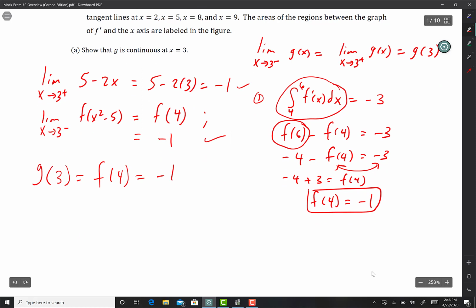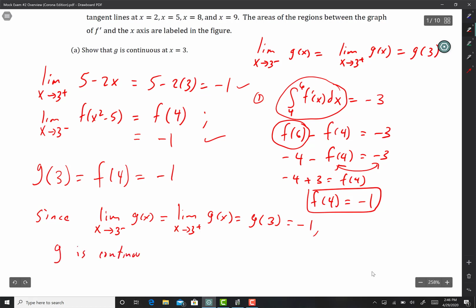So I'm going to write: since the limit as x approaches 3 from the left-hand side of g of x equals the limit as x approaches 3 from the right-hand side of g of x, which equals g of 3, which equals negative 1, g is continuous at x equals 3. All right, I told you this was one way to do it, guys.